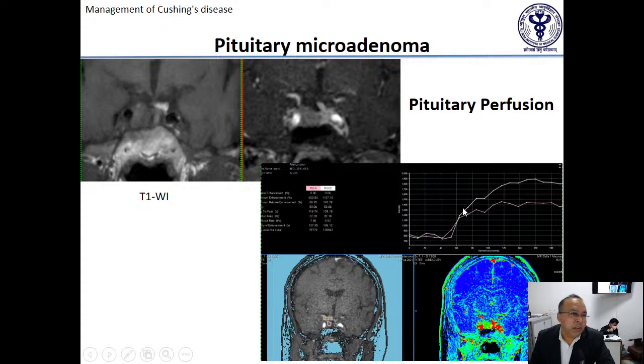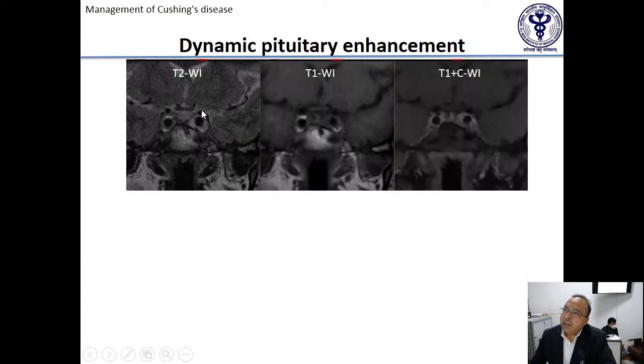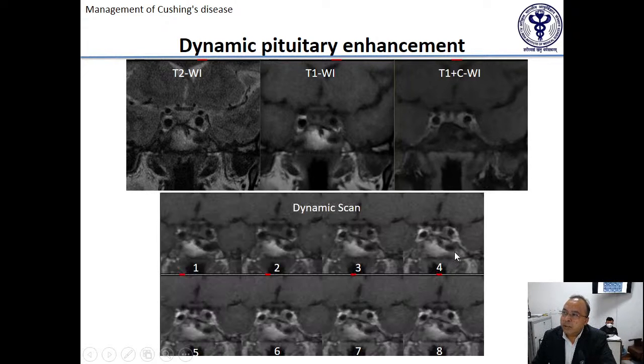This way we can differentiate pituitary adenoma from normal pituitary gland. This example shows the utility of the dynamic enhancement. On plain T2, T1 and contrast, we don't see any non-enhancing structure. But if you do the dynamic scan, on the left side of the parasellar region, we can see this portion of the soft tissue is showing delayed enhancement.